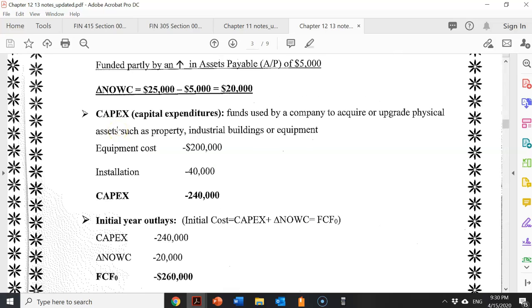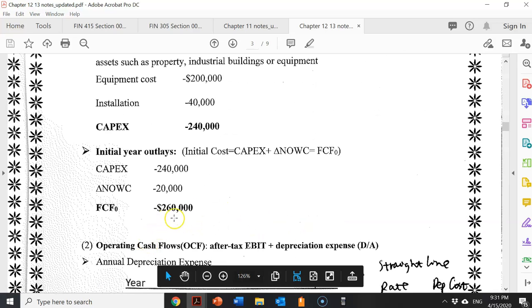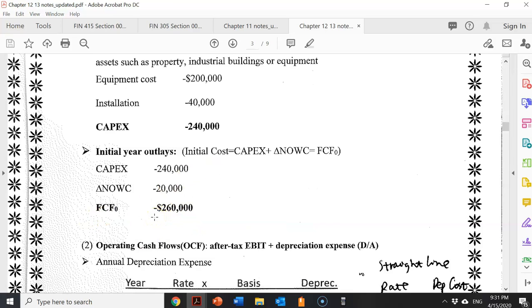Another part of the initial cost is capital expenditure. It is the funds used by the firm to acquire or upgrade physical assets such as property, industrial buildings, or equipment. For this project, we have an equipment cost of 200,000 and an installation and shipping fee of 40,000. So our capital expenditure is 240,000. The initial cost is the sum of capital expenditure plus delta NOWC, so we have in total 260,000. There's a negative sign here because it is our cash outflow as our free cash flow 0.